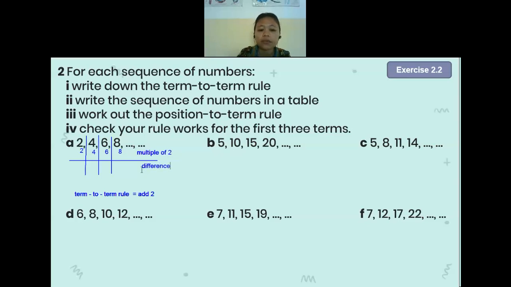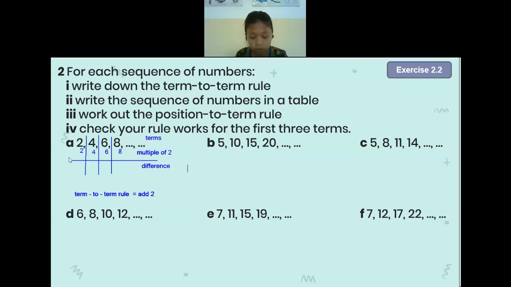Is there any difference here between the multiple and the term? Is there any difference between the multiples and the terms?